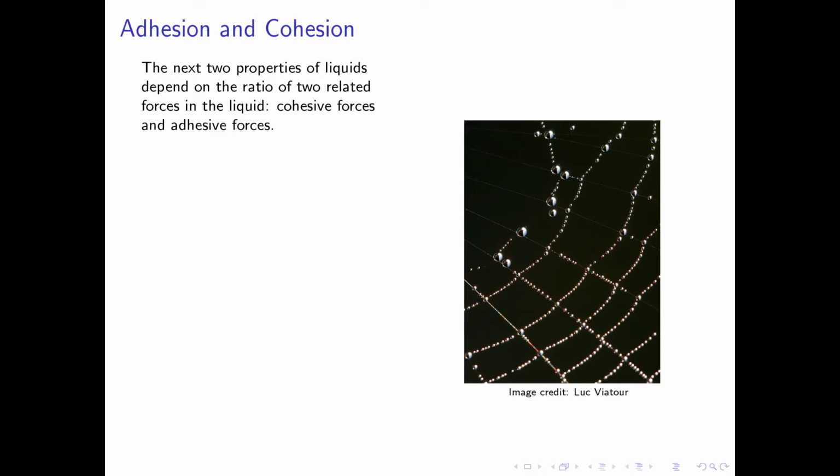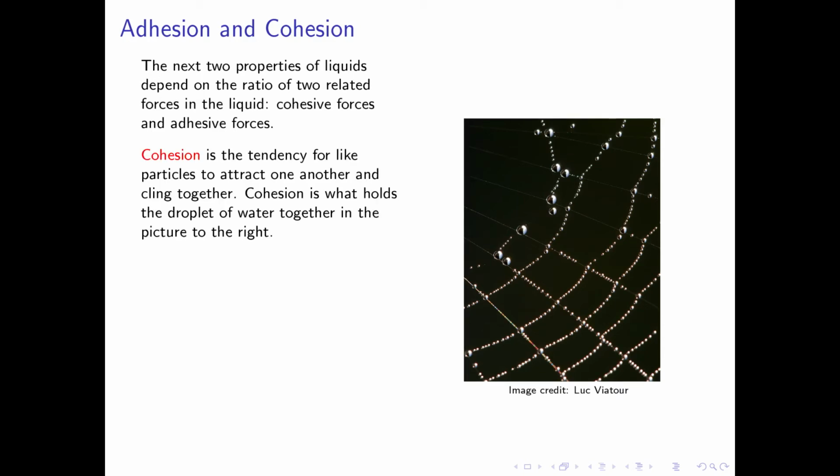The next 2 properties of liquids that we will discuss depend on the ratio of 2 related forces in the liquid: cohesive forces and adhesive forces. Cohesion is the tendency for like particles to attract one another and cling together. Cohesion is what holds the droplets of water together in the picture to the right.